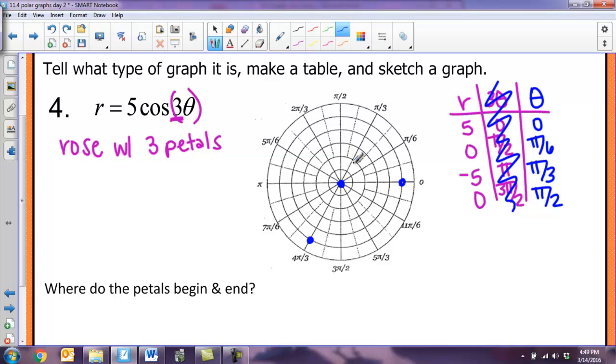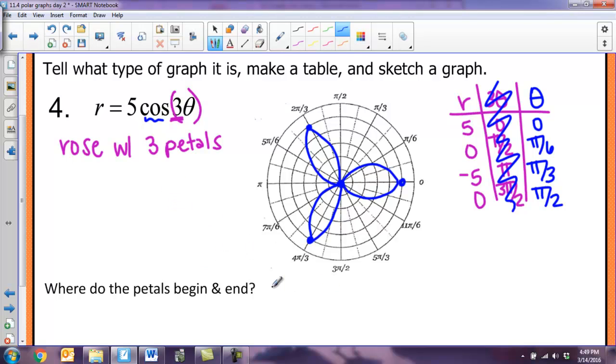And so if I was to try to connect these dots or continue this pattern on, we would have an idea that it's probably over here at 2 pi over 3. And you would see that that would happen again. And so when I connect my dots, I'm trying to make a rose with 3 petals. And again, they're symmetric over the x-axis, or this horizontal axis, because it's a cosine function. Okay? And so there's my picture. They're all length 5. That makes sense. I have a rose with 3 petals.